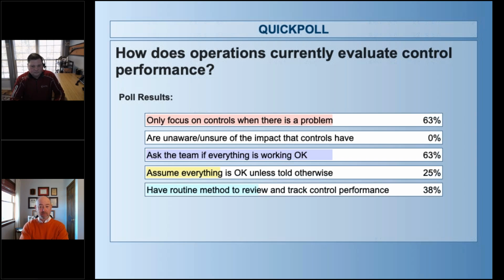I'm pleasantly surprised at the last item there, folks that have a routine method to review and track control performance, because that is one of the keys to using OCE to make improvements in your plant: starting to think about bringing that into the daily and weekly decision-making activities that go on in the plant. So that's encouraging to see 38% say there's some routine method. That can be as simple as reviewing the operator logs at the morning meeting and saying, oh, there's a problem with the XYZ temperature controller. That can be a good start. Excellent.